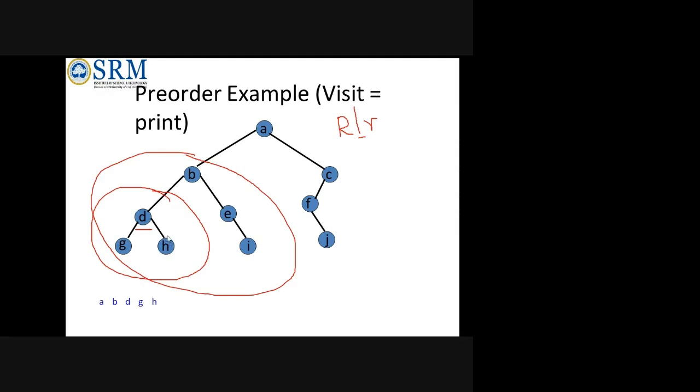When it comes to H also, it will see whether it has left and right. If it does not have left and right, it will print H itself. Okay. Now this part will be over and now it will come to B.